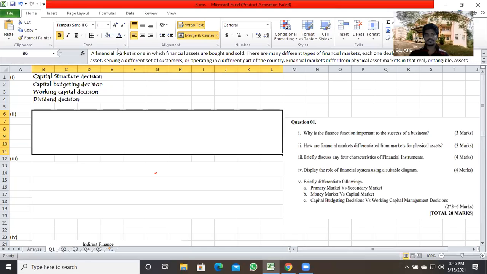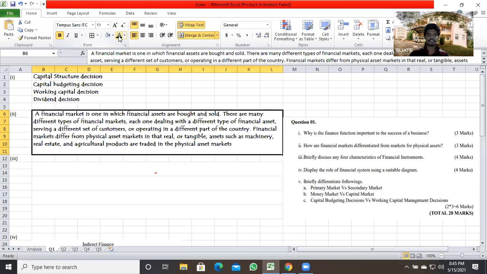Okay, then what will happen, I am talking about financial markets and the differentiation of financial markets and physical assets markets. Normally, as you are aware, the concept of a market is any place or condition which creates a relationship between purchasers and sellers. When it becomes a financial market, it is one in which financial assets are bought and sold. Financial assets are being traded. There are many different types of financial markets.